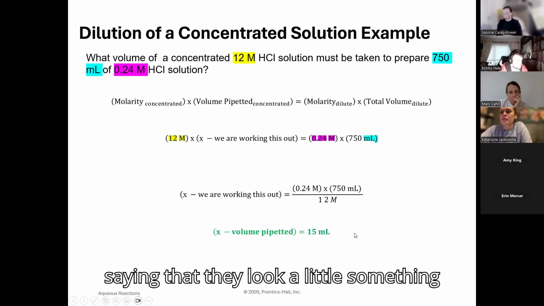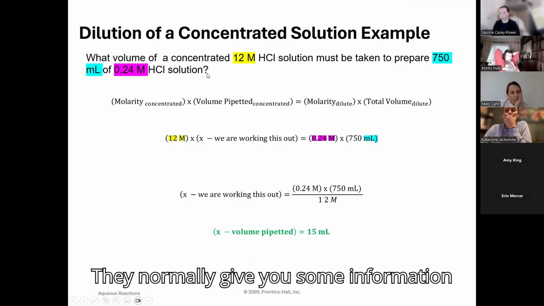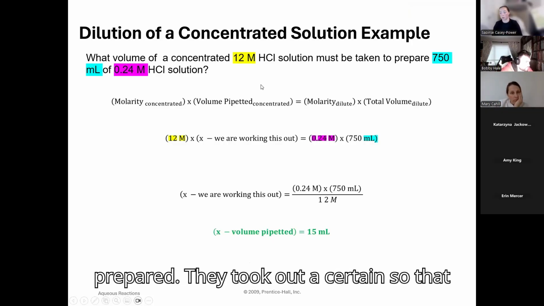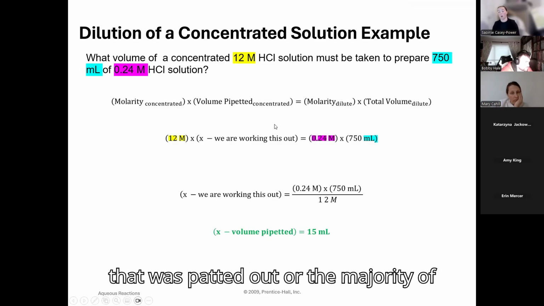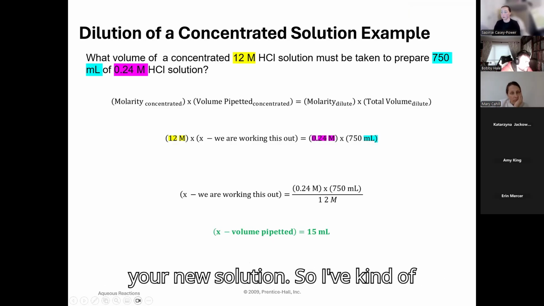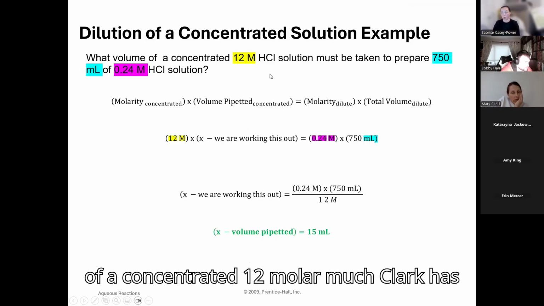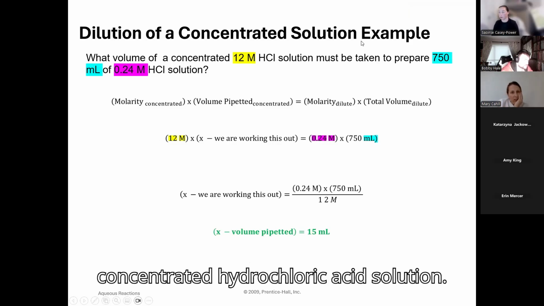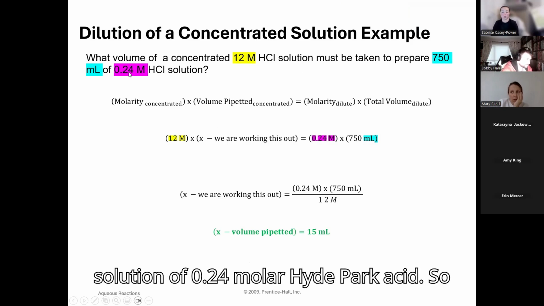So in saying that, they look a little something like this. Okay, so they normally give you some information about a concentrated solution that was prepared. They took out a certain volume, so you either have to work out the volume that was pipetted out or the molarity of your new solution. I've color coordinated it here. So what volume of a concentrated 12 molar hydrochloric acid solution, okay, so incredibly concentrated hydrochloric acid solution, must be taken to prepare a 750 ml solution of 0.24 molar hydrochloric acid.